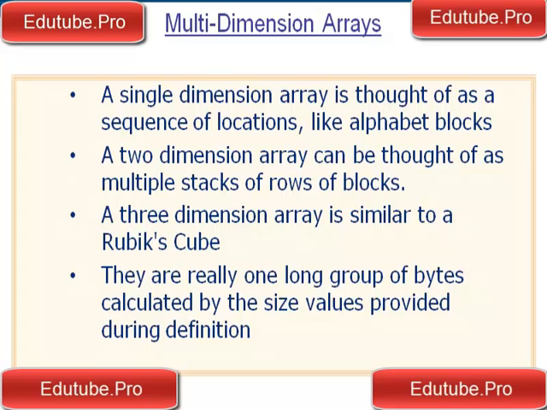They are strung out one after the other in memory, and we just get to them by calculating the row sizes and adding the final element on the right-hand side, the least significant value, to get the offset into the array, into the row. A three-dimensional array is similar to a Rubik's Cube. I'm not going to go into all the dimensions it takes to create a three-dimensional array, but it's going to be very similar to what you're about to see here in a two-dimensional array.